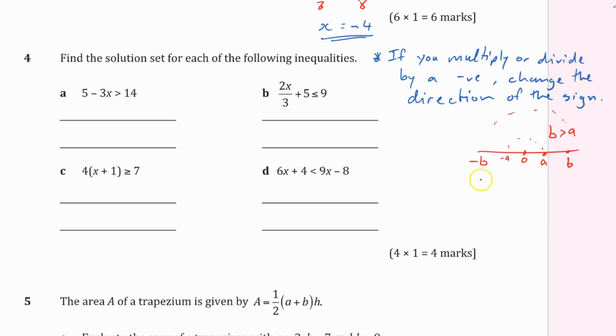So once I've multiplied each side by negative 1, negative B is less than negative A. So when we multiply by a negative, we need to change the direction of the sign. Other than that, it all works the same way.